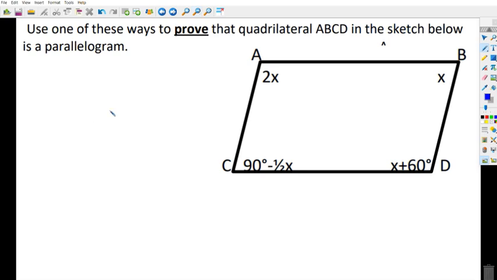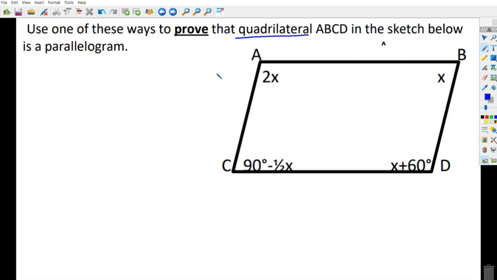So I can't say that this is equal to this, that is equal to that, because I don't know it's a parallelogram. I don't know it yet. So I need to first prove that it is one. All I know is that it's a quadrilateral. So let's look at what they give me. What do they give me?